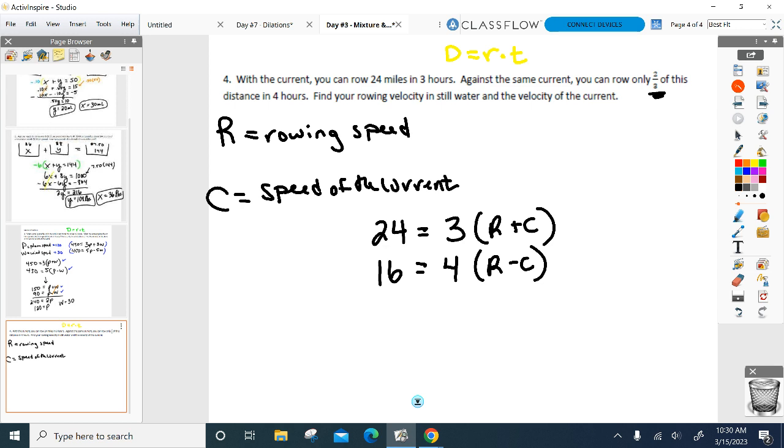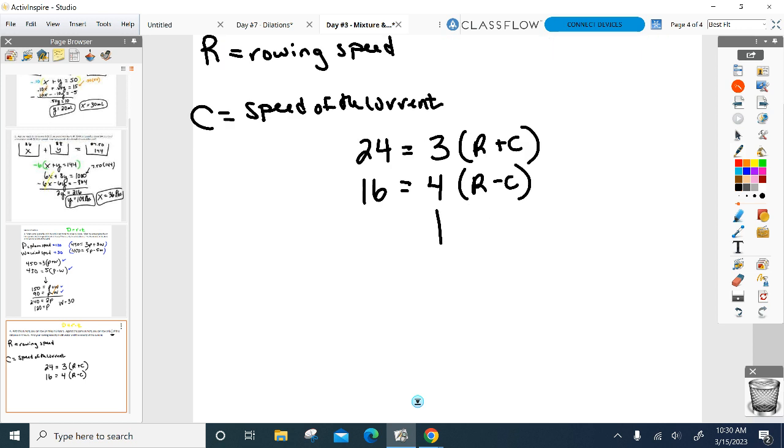Again, you want to distribute? Distribute. It's going to take you longer, but you'll get there. If you want to divide by 3 and divide by 4, go right ahead. So you get R plus C equals 8. R minus C equals 4. Again, the only thing I'm getting nervous about when you do the division method is making sure you're not just left with R. It's 2R.